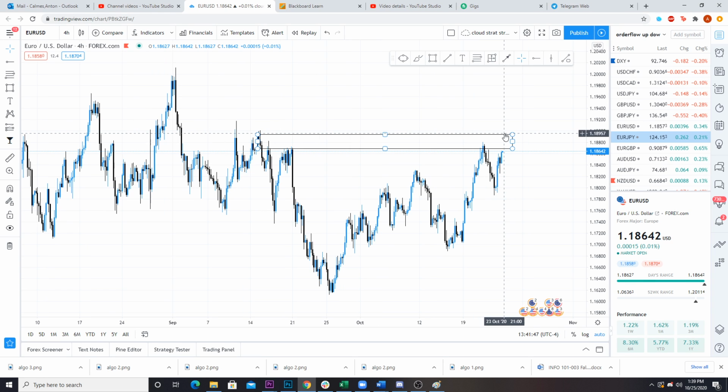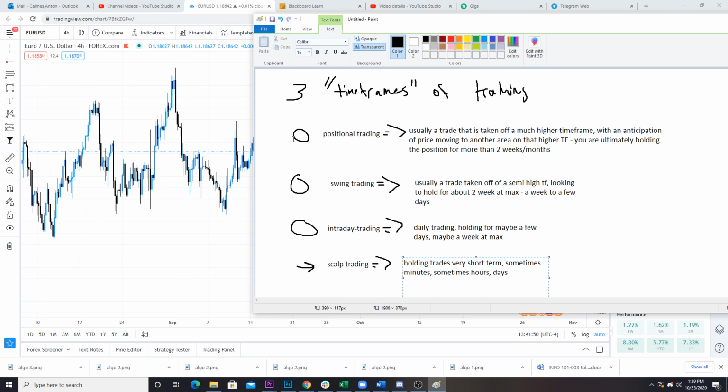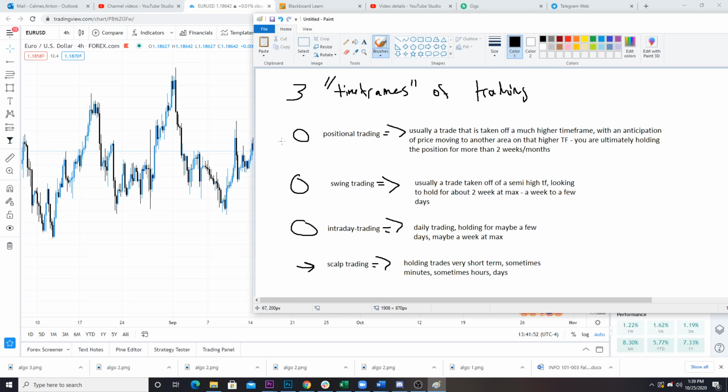So you can start to see how these can bounce off each other, and how over time you can almost put them together to create a very good statistical edge in the market and to start making good returns in the market as well. Okay, so those are the 3 time frames of trading, and that's going to be important for your future development, right?